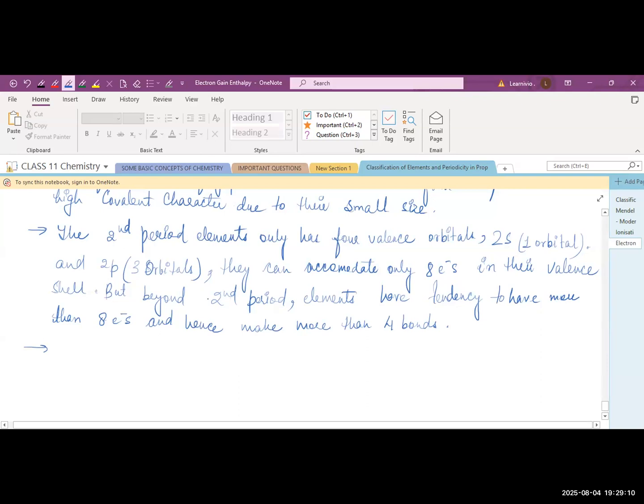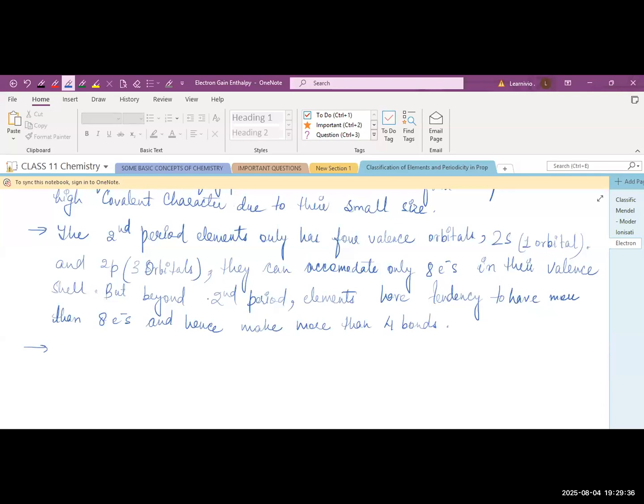And one more reason is there. The first member of your p-block elements displays a greater ability to form p pi-p pi multiple bonds, right? Basically, the elements of the second period exhibit a greater tendency to form pi bonds. So, p pi-p pi interactions. Why? Due to their small size, right?